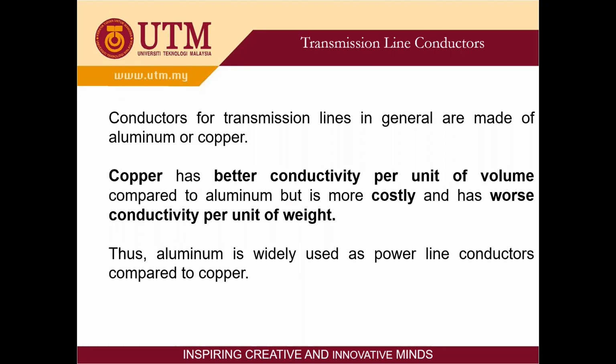Conductors for the transmission line in general are made of aluminum or copper. The copper has better conductivity per unit of volume compared to aluminum, but is more costly and has worse conductivity per unit of weight. So, even though the copper has better conductivity, it is not preferable due to the cost. Thus, aluminum is widely used as power line conductor compared to copper.